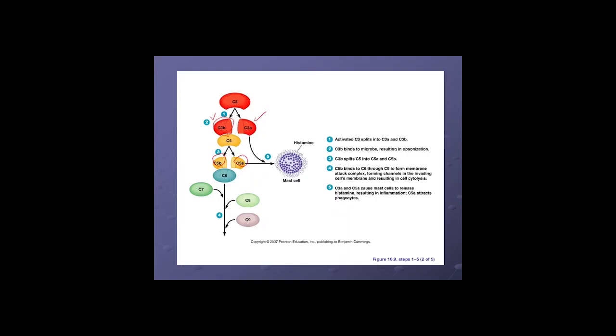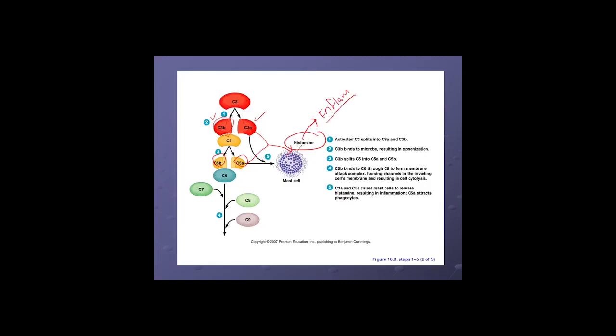Now, the C5a and the C3a are going to tag team together, go find themselves a mast cell, and stimulate that mast cell. The mast cell is going to produce immune modulating compounds like histamine, leukotrienes, and prostaglandins. This is going to lead to inflammation.